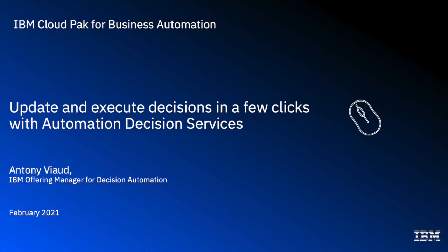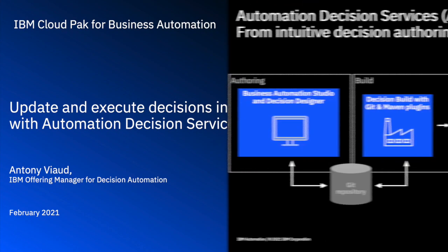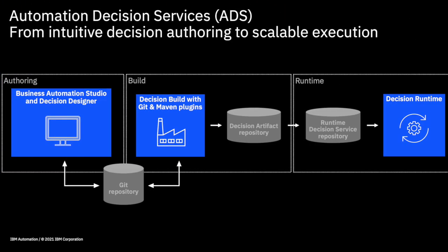In this video, I'm showing how to update and execute decisions in a few clicks with Automation Decision Services. Automation Decision Services, in short ADS, is a recent addition to IBM platform for business automation. It provides a modern approach for digital decisioning with intuitive authoring by business analysts in Decision Designer, including integration of machine learning predictions. From an IT perspective, ADS integrates with any Git server to store and manage decision services content. Decision services are built using Maven plugins and are then deployed to high-performance decision runtimes.